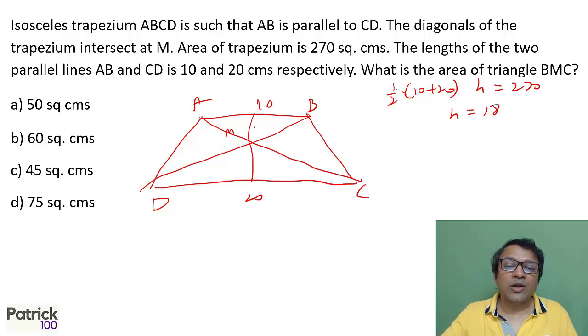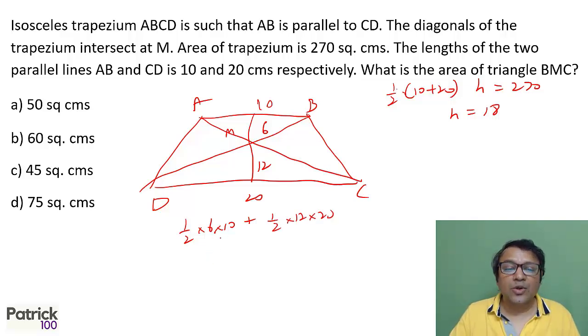Now the height also will be divided in the ratio 1:2 because the two triangles are similar. AMB will be similar to CMD. Right? In a trapezium, the two triangles are similar. So that means the height is also divided in the ratio 1:2. So the heights will be 6 and 12. So the area of the triangles is half into 6 into 10 plus half into 12 into 20, which becomes 30 plus 120, 150. So 150 is the area of the two triangles.